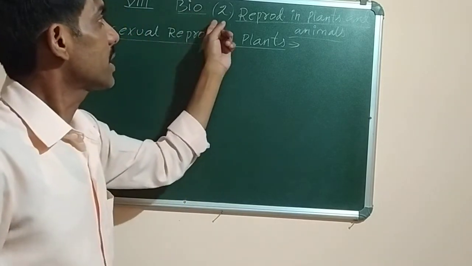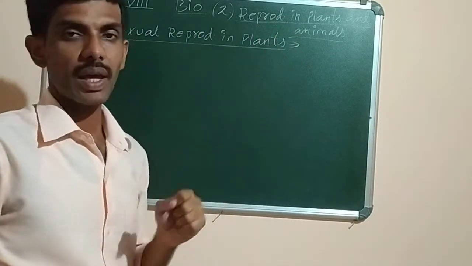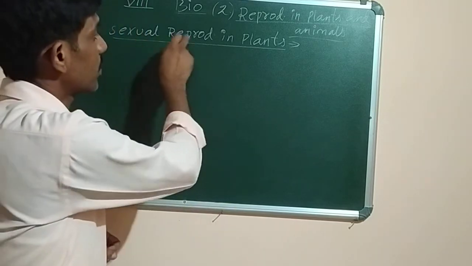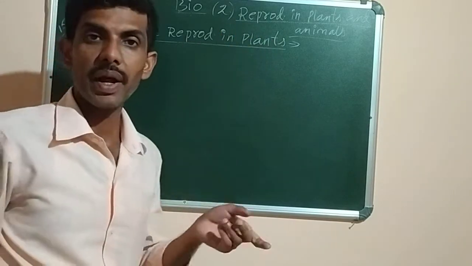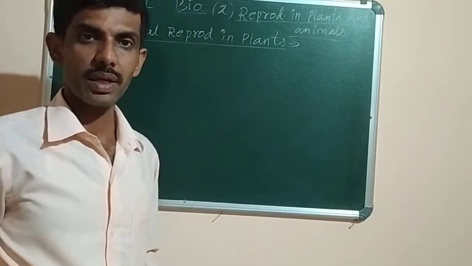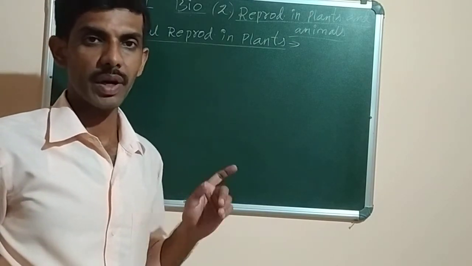We had already started chapter 2, reproduction in plants and animals. Today we are going to continue with the same, that is sexual reproduction in plants. Already we had studied about the vegetative propagation or asexual reproduction in plants and the different methods.